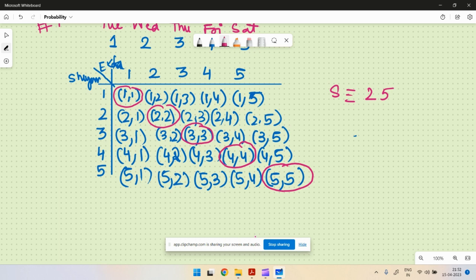So first, visiting on the same day: the outcomes are 1, 1, 2, 2, 3, 3, 4, 4, 5, 5. That is, both Shyam and Ekta visit on Tuesday, Wednesday, Thursday, Friday, or Saturday. So the probability of visiting on the same day is 5 by 25, which equals 1 by 5.